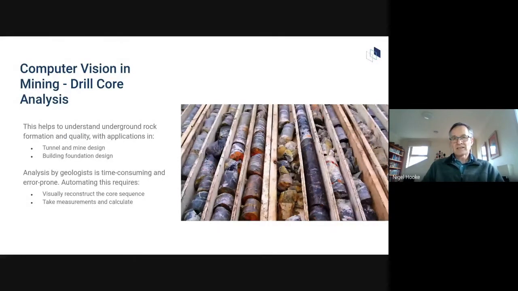This kind of analysis by geologists is time-consuming and error-prone, and it would be attractive to be able to automate it. Essentially, what you have to do is take these pieces of rock that have come out of the drill hole and imagine them being reassembled into one long continuous piece of rock, knowing at what depth each section of it was removed from underground, and then taking measurements or observations on each of the sections of rock.